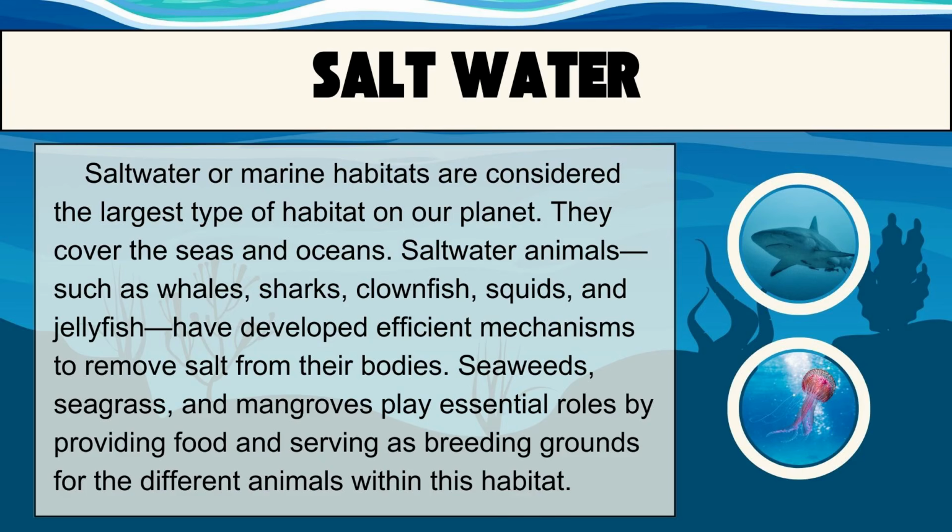Saltwater or marine habitats are considered the largest type of habitat on our planet. They cover the seas and oceans. Saltwater animals, such as whales, sharks, clownfish, squids, and jellyfish, have developed efficient mechanisms to remove salt from their bodies. Seaweeds, seagrass, and mangroves play essential roles by providing food and serving as breeding grounds for the different animals within this habitat.